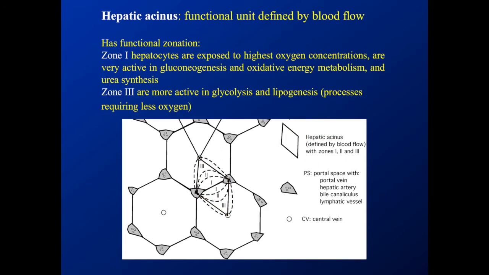So zone 1, with the highest oxygen, are very active in gluconeogenesis and oxidative energy metabolism in mitochondria. And it's also the place where urea synthesis happens, because these are processes that need a lot of oxygen. And then in zone 3, you're going to get glycolysis and lipogenesis, because these require less oxygen, and glycolysis is actually an anaerobic pathway. And so you can see how the difference of oxygen concentration then determines how these hepatocytes function.